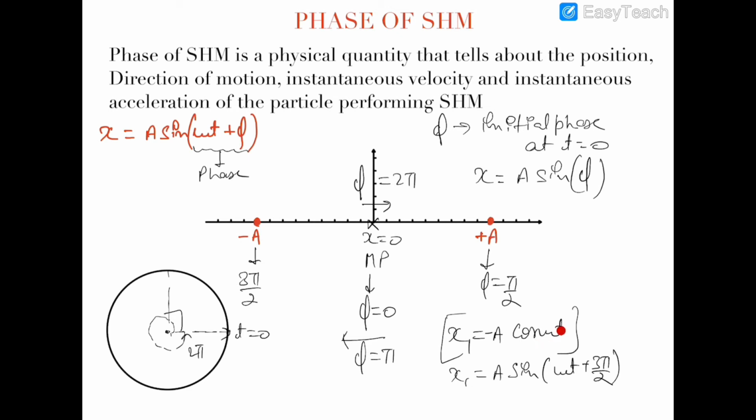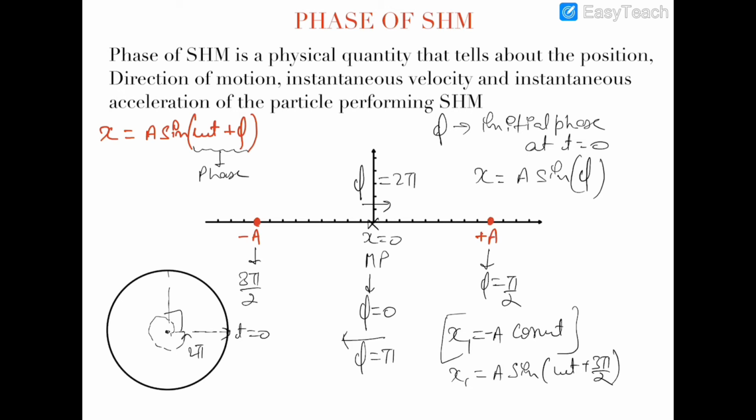So if we substitute t is equal to 0 in this equation, then x1 would be equal to minus a, which means that the particle was situated at minus a at t is equal to 0. So this phase is telling us about the position of the particle in the direction of motion. But what about the velocity and acceleration?